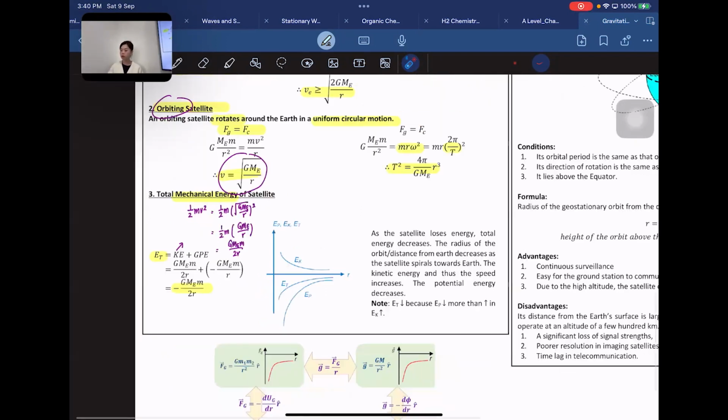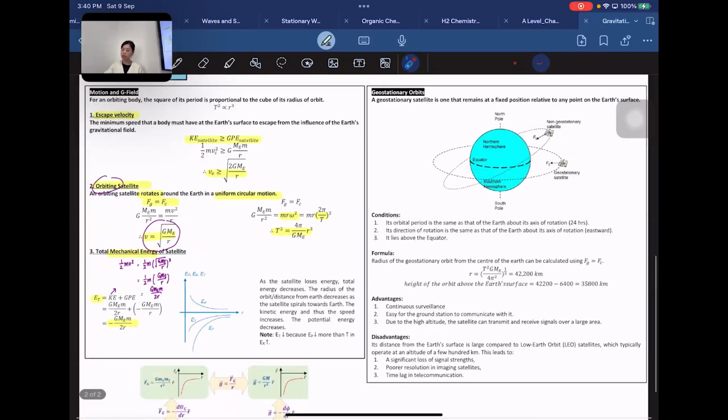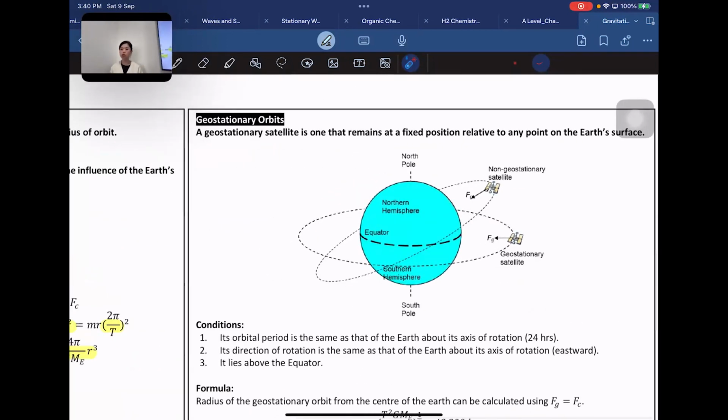Okay? Okay, the next application we're going to talk about is this thing called geostationary orbit. I'm not sure whether you guys have heard of geostationary orbit before, but geostationary orbit is the orbit that is in line with the equator. It's a very popular orbit because a lot of countries have sent their satellites to this orbit. Why is it popular? Because these orbits allow your satellite to not leave your sight.